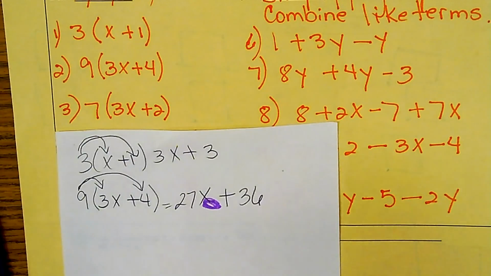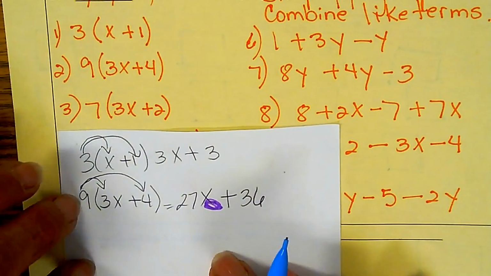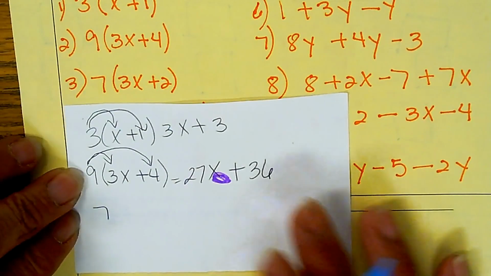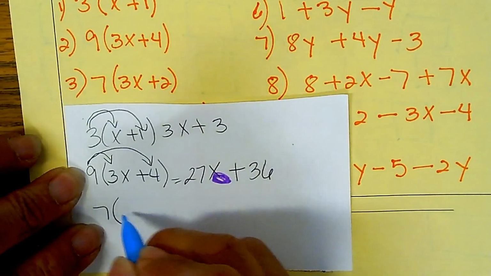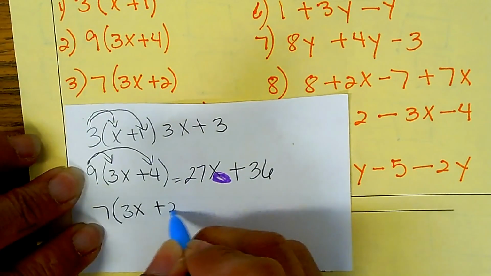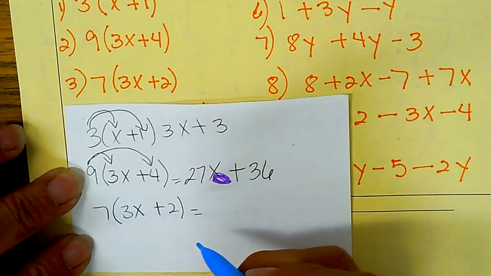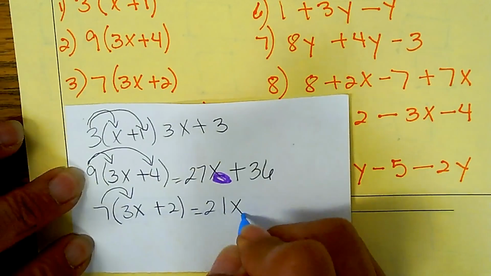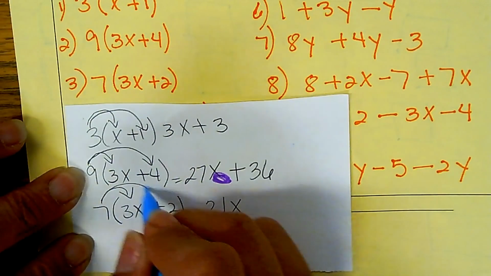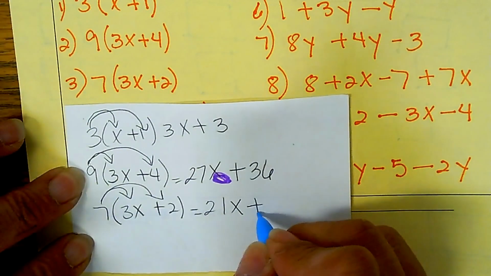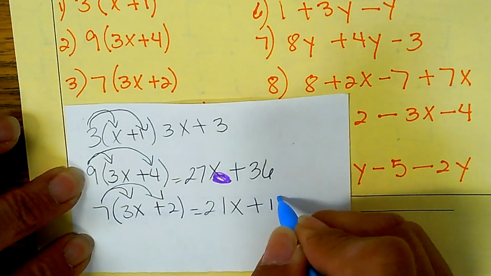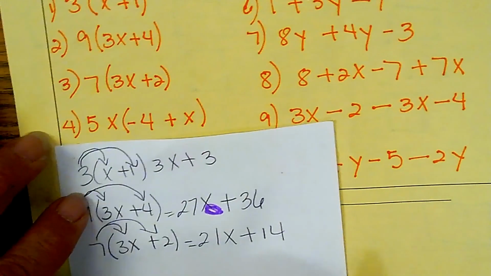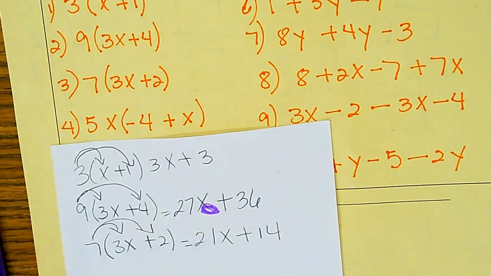And number 3, Jacob. 21x plus 14. Yes, sir. So 7, we're going to multiply it with the inside parentheses. So we have 7 times 3x, that will give us 21x. And then 7 times 2 plus 14. We're good? Please ask if you need some help. Let us know.